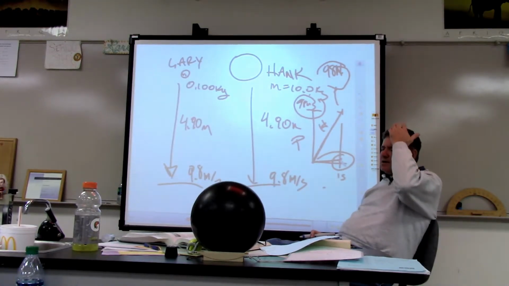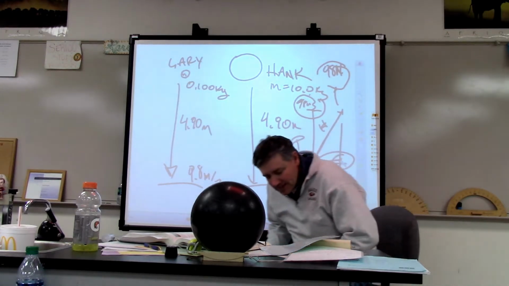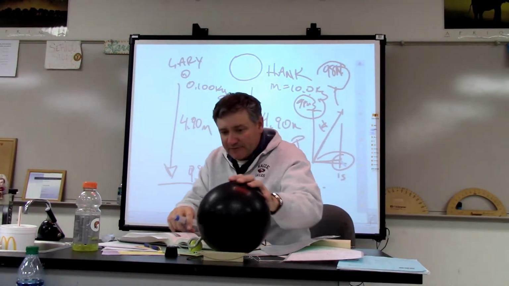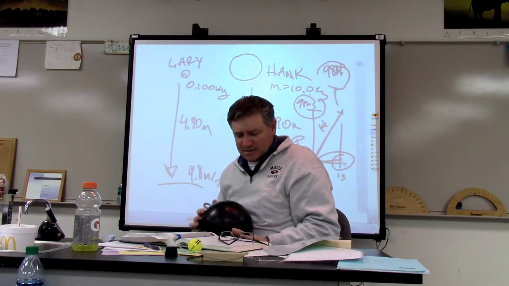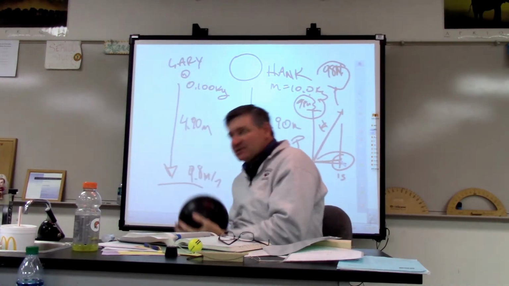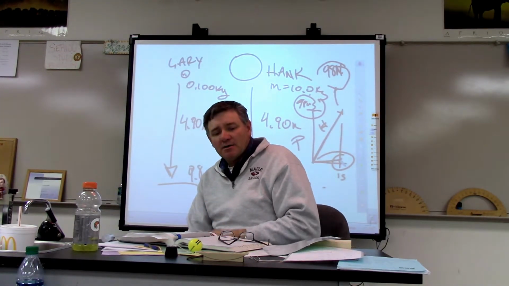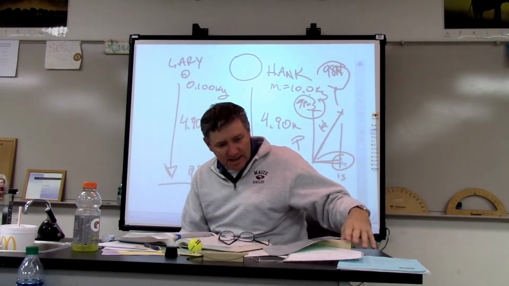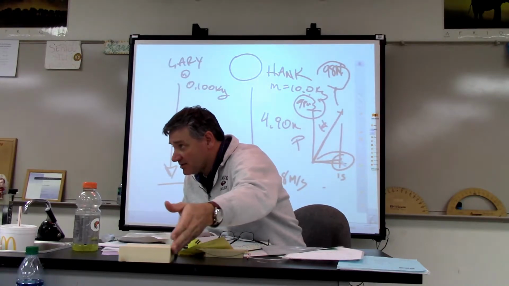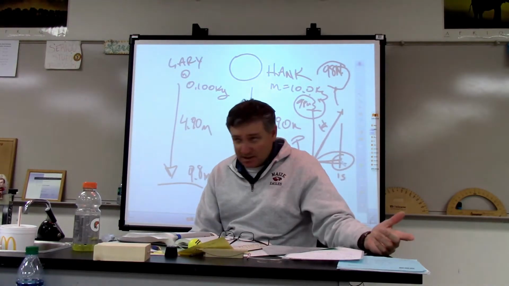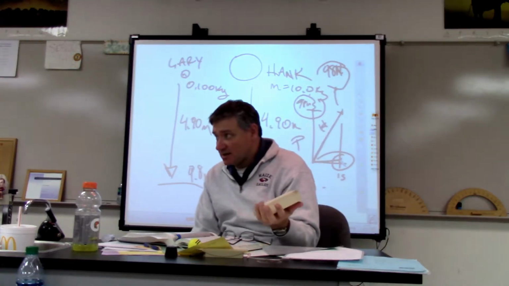Okay? Now, here's the one dichotomy of work. When you look at work, for example, I take Hank and I lift him up and I store this potential energy, which is what we'll talk about in just a second. Or if I catch Hank, I slow him down and I change his kinetic energy. So the dichotomy of work is that you can do work and have something moving at a constant velocity and there's no change in kinetic energy. Or you can do work and you can change the kinetic energy.